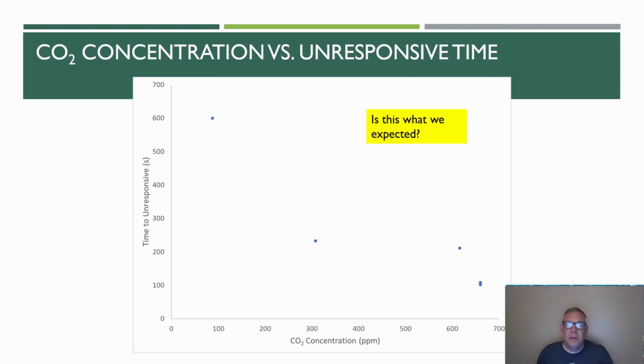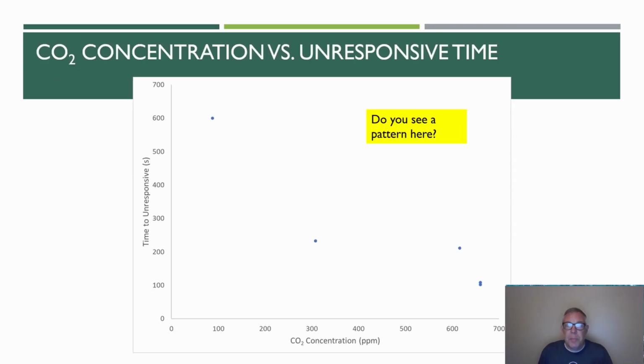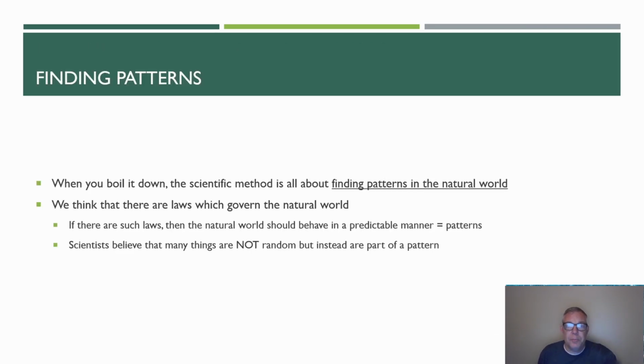And is this what we expected? Now, it's possible that I misspoke earlier. I can't remember. But this is sort of what we would expect, okay? That the higher the CO2 concentration, the quicker the fish go unresponsive, the quicker we can knock them out. I don't know if I said that right earlier, but I'm saying it right now. And so you see sort of a downward sloping trend. It kind of looks like it's behaving like we would expect. There's a pattern here. And so it looks like CO2 had an effect on time to unresponsiveness. And again, we are eyeballing the data, and we see that kind of a pattern. And of course, that's what we're trying to do, is look for patterns.